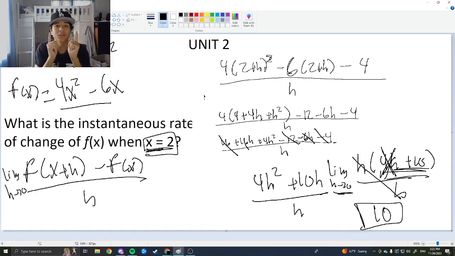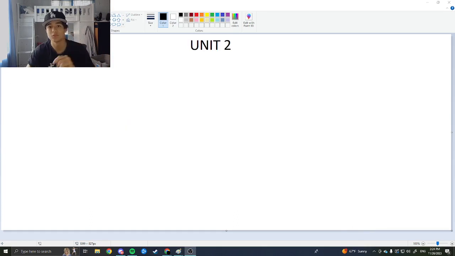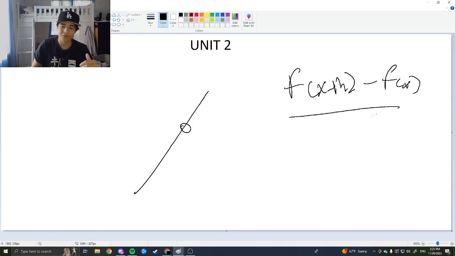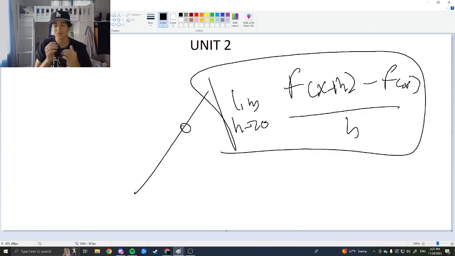Now you're going to learn the shortcut. Also, side note, the slope of any line at one point, the instantaneous rate of change, is called the derivative. That's what it is. The f of x plus h minus f of x over h, when the limit of h is approaching 0, this formula here is the formula for a derivative. This is the definition of a derivative. So every time I say derivative, I'm talking about the instantaneous rate of change.